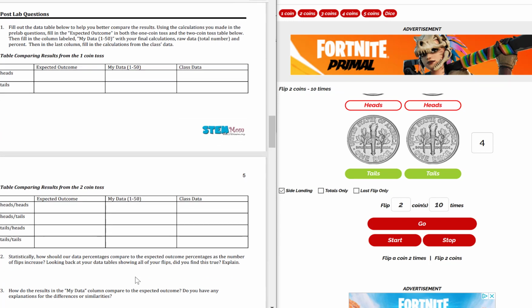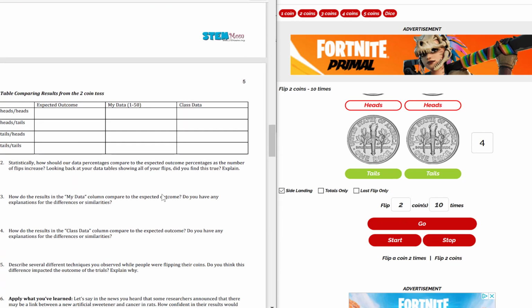Class data, this is if we actually come together and look at everyone's data. So we were going to have a deadline for the first part in order to come back and do the second part. So I'll make sure that I give you the correct deadline so we can all have our data and then share with our classmates.